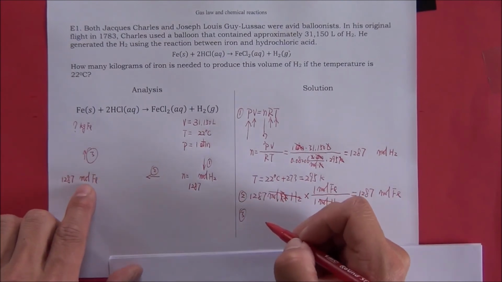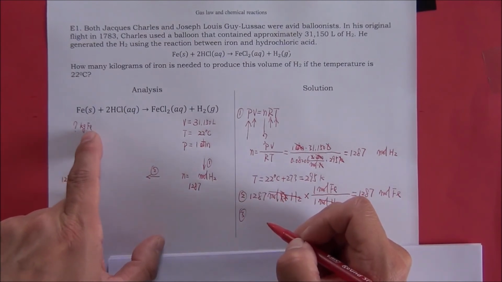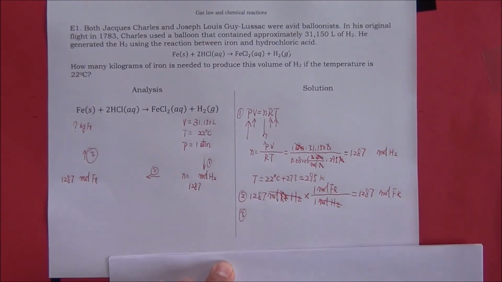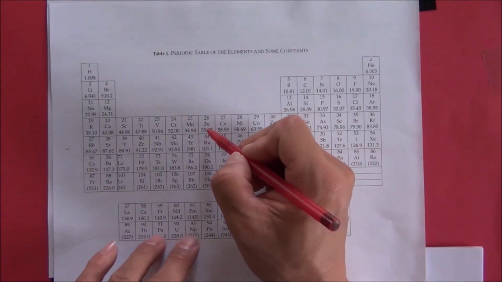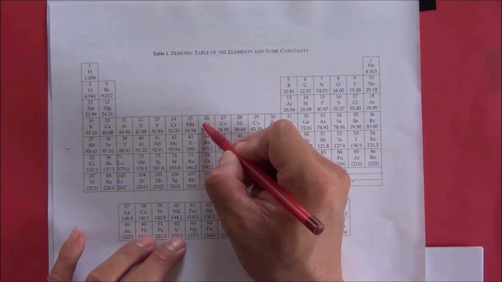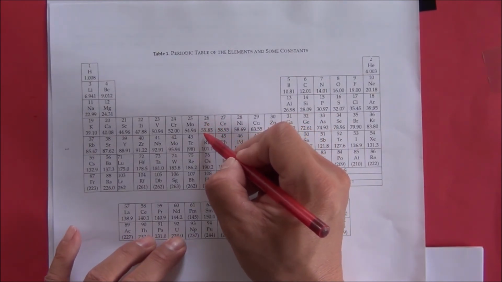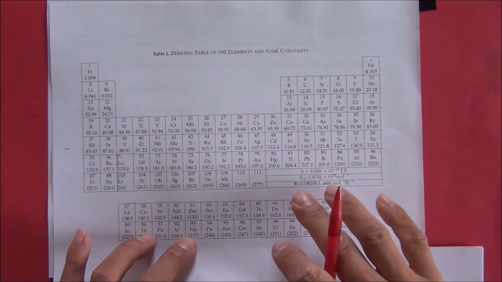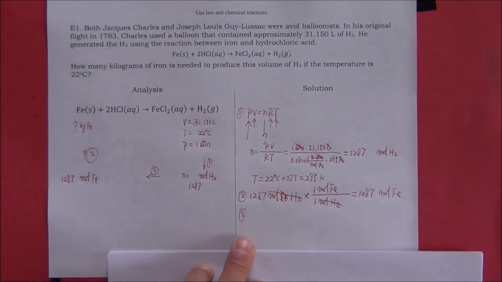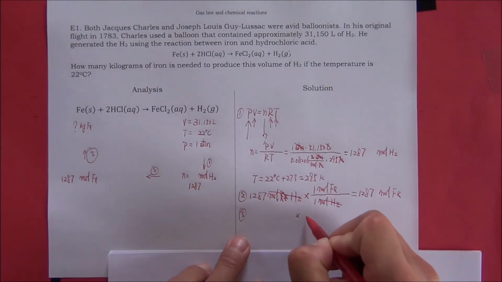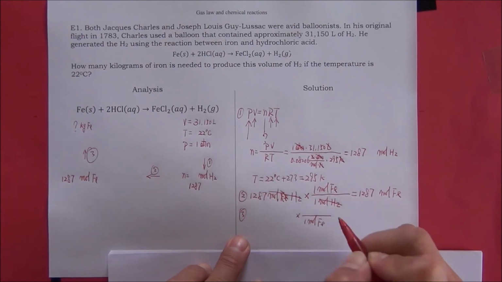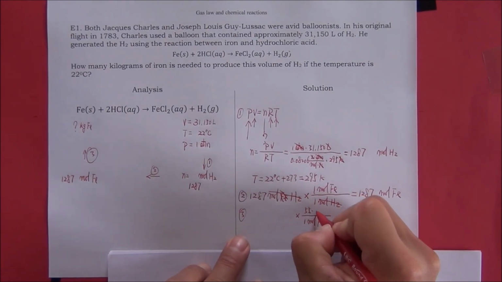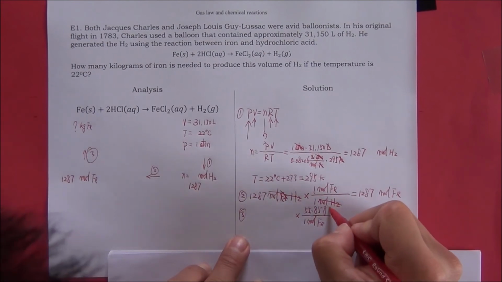We need to convert mole of Fe into kilogram of Fe. We need to use a periodic table to find out the atomic mass of Fe. Here is the periodic table. After we find Fe, we find a number, 55.85. This means for every 1 mole of Fe, it is 55.85 gram of Fe.